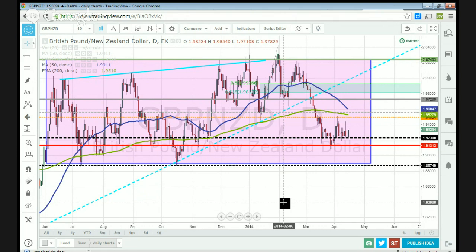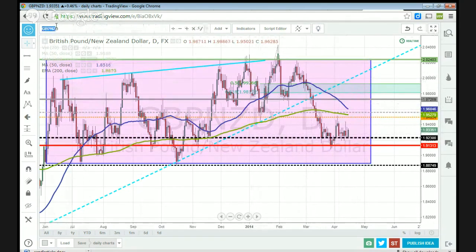One of them is the one we're seeing now, pound Kiwi. I entered here. My stop is here. So far, so good. We are seeing the support level defended. If price closes above this dashed orange line, I will move my stop to break even. That is pound Kiwi.